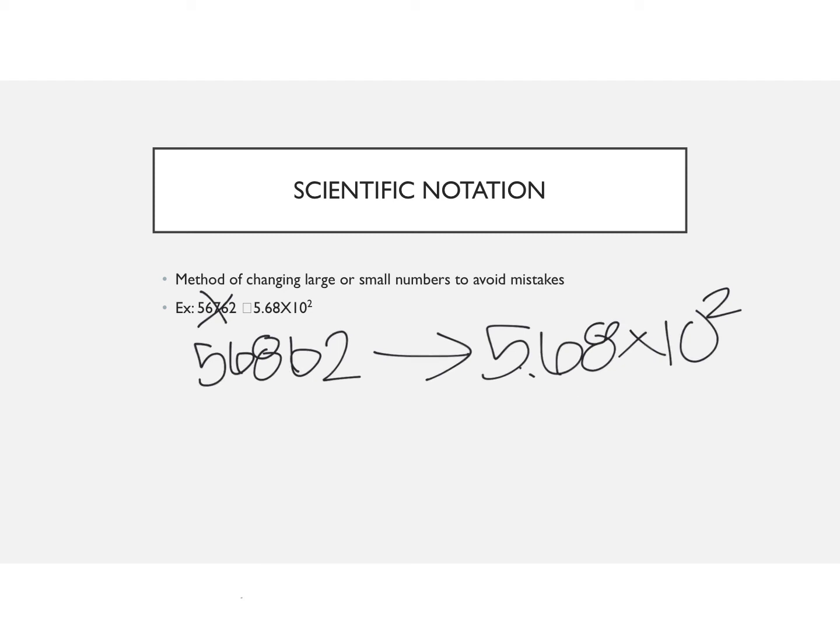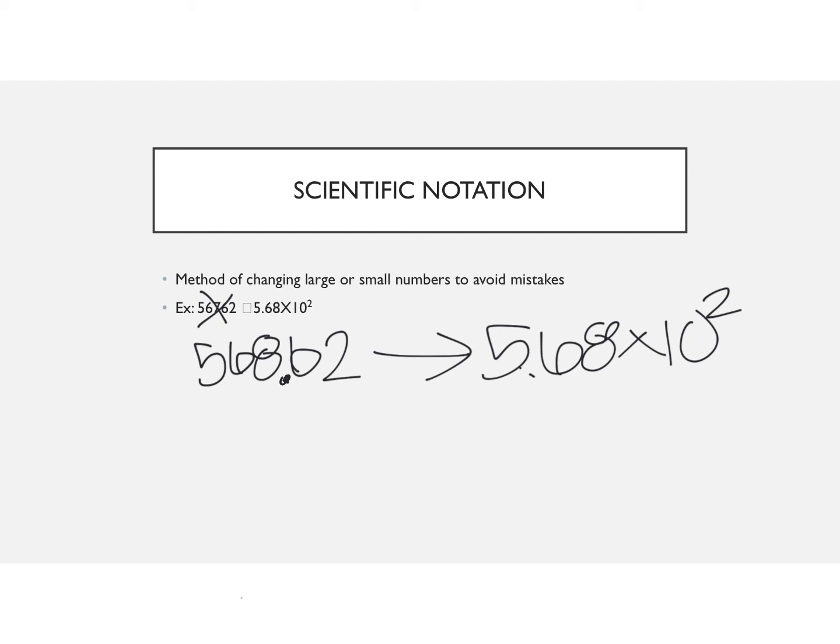So I converted 56,862 to scientific notation. And so how did I do that? What I did was I took my decimal, and actually I'm supposed to have this decimal right here. Sorry, I forgot to put that in. So now instead of 56,000, I have 568.62. My apologies for that mistake.